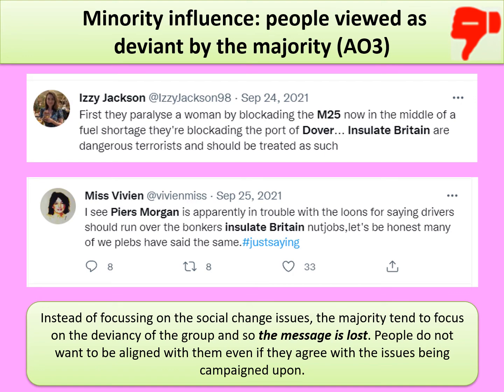And the second person refers to people in Insulate Britain as loons, bonkers and nut jobs, which are incredibly derogatory terms. And she's put there, let's be honest, many of us plebs have said the same, as apparently Piers Morgan had referred to those people. So you can see that when people view the minority as deviant, then they are not going to align themselves with them, and so social change may not occur because people don't want to be associated with the group who are actually campaigning.